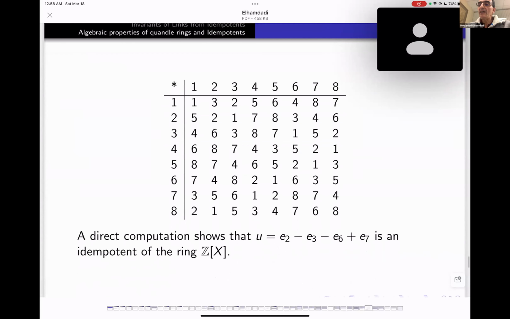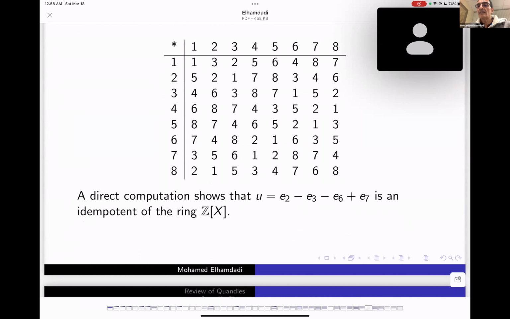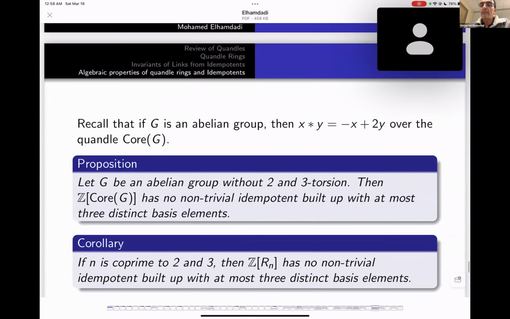I give a magma in which all elements are idempotent. This was generated by computer calculation. This is Latin: right multiplications are bijections, left multiplications are bijections, but it has an explicit idempotent. I write it here: e_2 minus e_3 minus e_6 plus e_7 is an idempotent in the quandle ring with Z coefficients. Again, the conjecture is with Z coefficients.